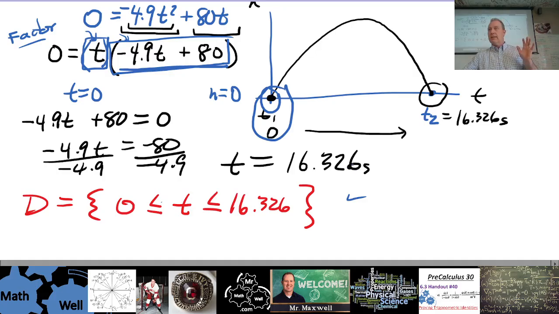Anybody get that on your own? Yes, independently, before we did it? Okay. All right, now the range, let's talk about the range.